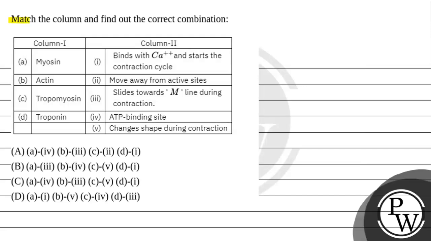The question says, match the column and find out the correct combination. पहले कॉलम में दिया है मायोसिन, एक्टिन, ट्रोपोमायोसिन और ट्रोपोनिन और सेकंड कॉलम में दिया हुआ है binds with calcium and starts the contraction cycle, moves away from the active sites, slides towards the M line during contraction, ATP binding site and changes shape during contraction.